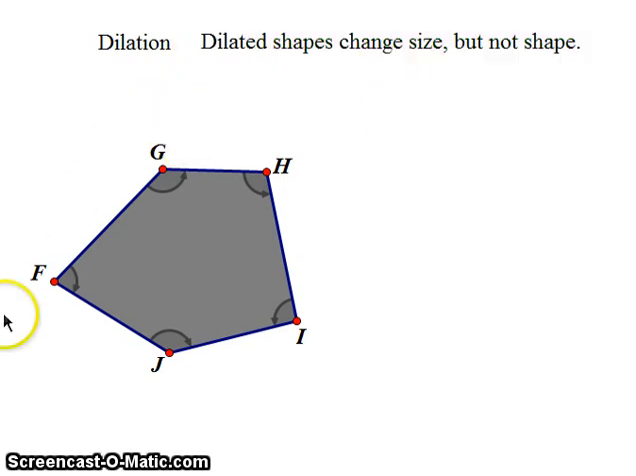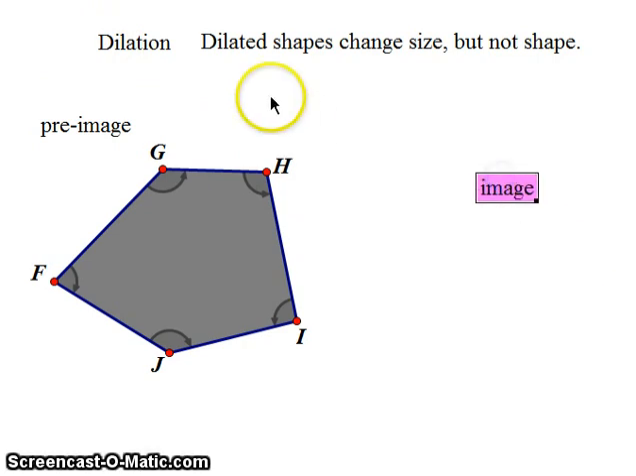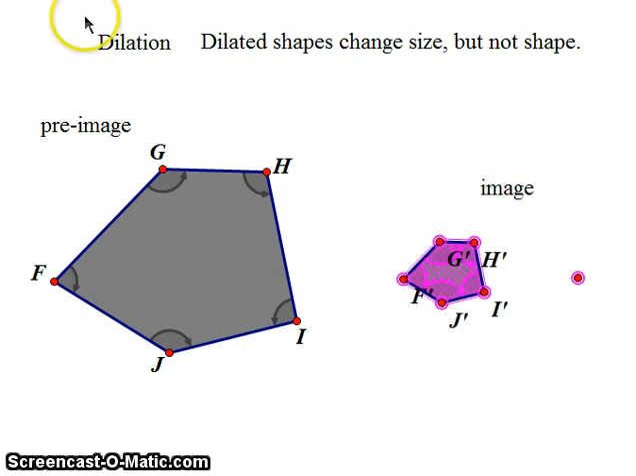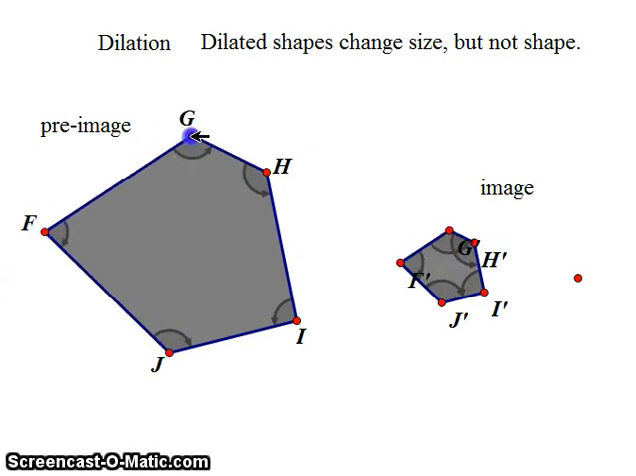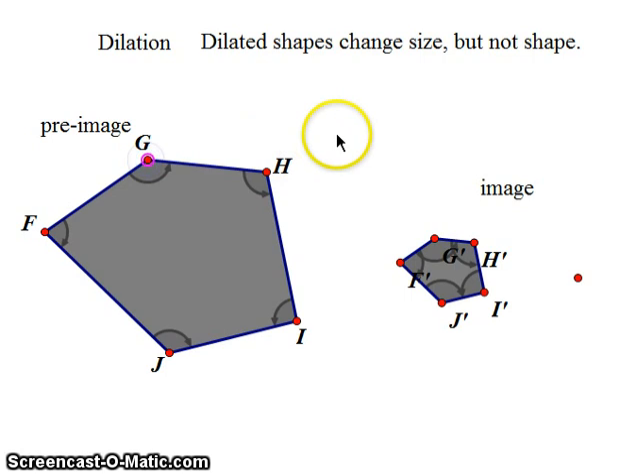So here I have a lovely pentagon, and I'm going to dilate it. This is my pre-image, and when I dilate it, the new shape is going to be my image. Let's see what the dilated shape looks like. As we can see here, the pre-image is a lot larger than the image. So the shape did change size, but it didn't change shape. We still have the same pentagon. And because the image shape is based off the pre-image, if I were to change the pre-image, so would the image shape change.